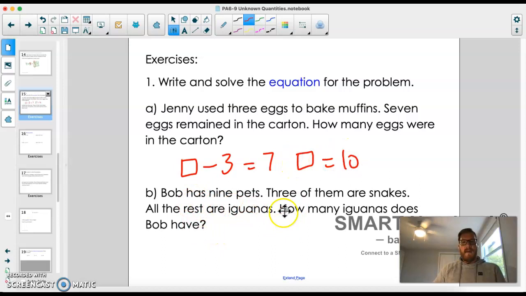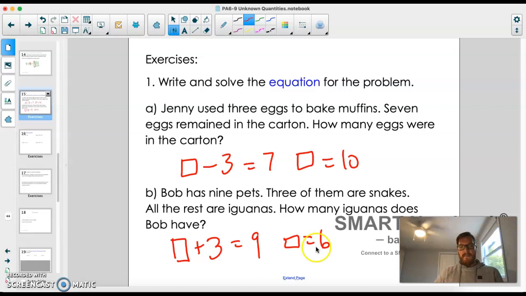Here, Bob has 9 pets. 3 of them are snakes. All the rest are iguanas. How many iguanas does he have? Well, that's some number plus 3 equals 9. And so for some reason, Bob has 6 iguanas and 3 snakes.